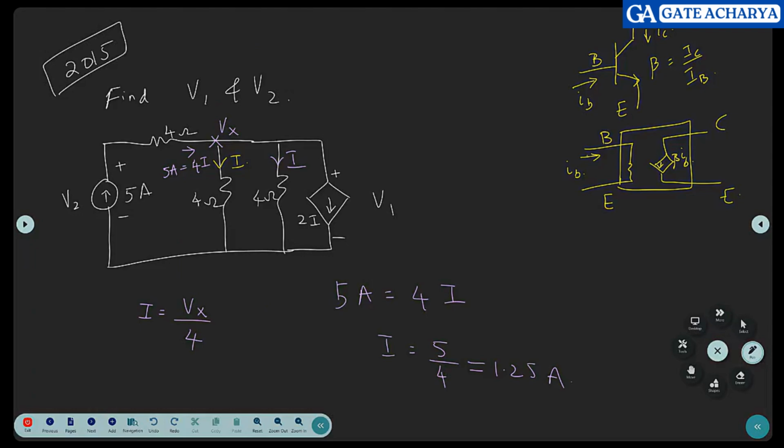What is Vx? What is this voltage? V1 is also equal to Vx. I have given the equation. So what will be Vx? 4 times I, which is 5 volts. What will be V1? V1 is 5. What is V2? Correct.